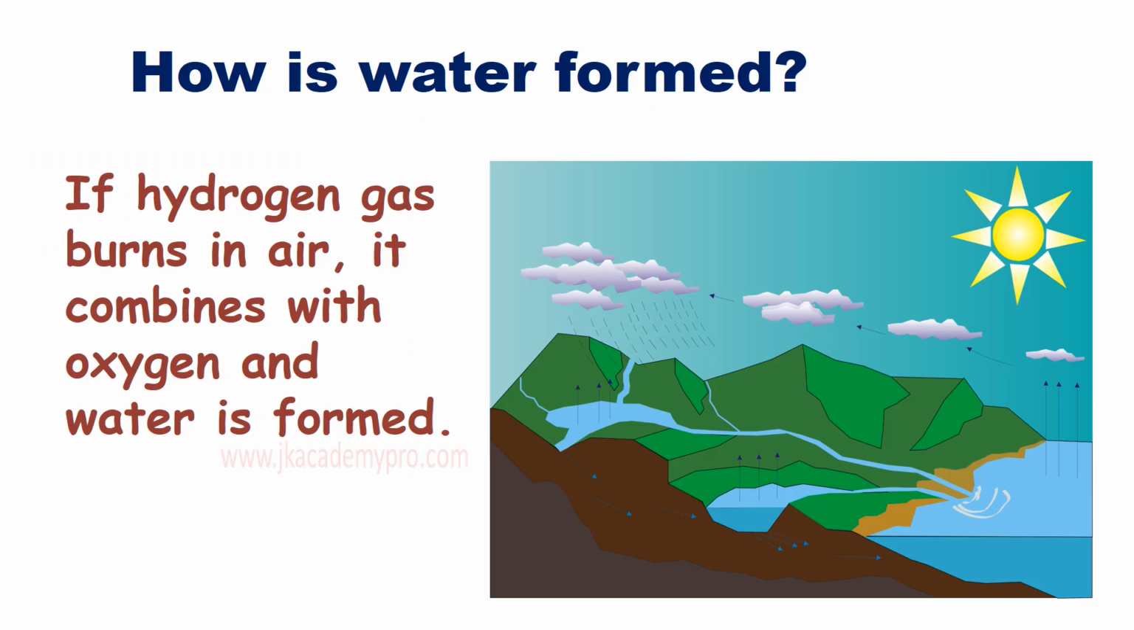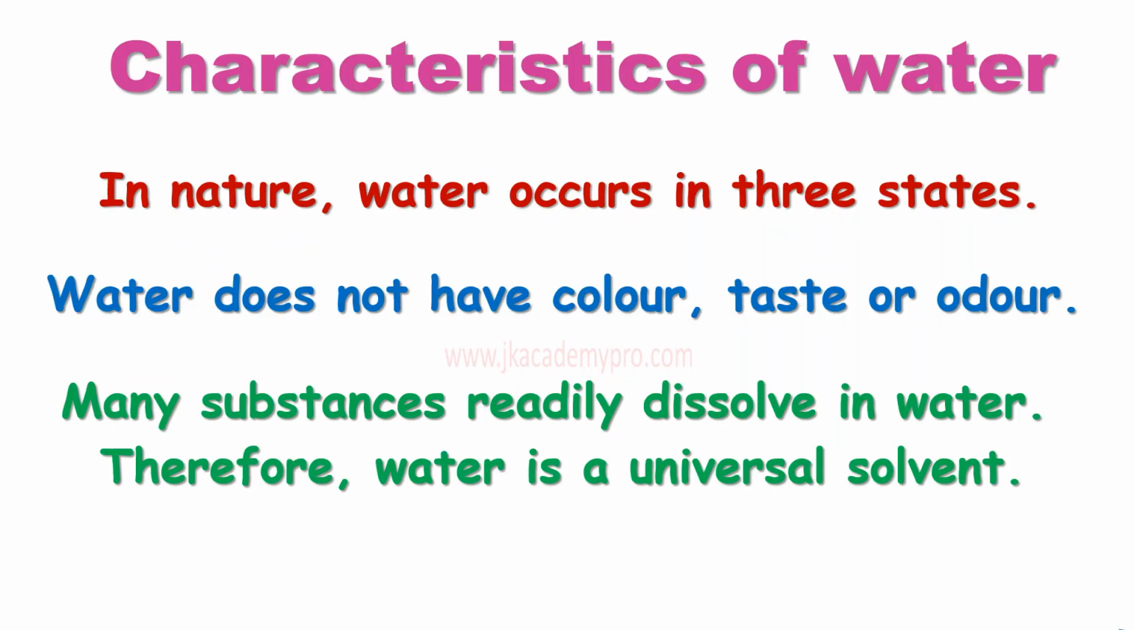How is water formed? If hydrogen gas burns in air, it combines with oxygen and water is formed. Let's learn the characteristics of water. Now, in nature, water occurs in three states, that is, solid state, liquid state, and the gaseous state. Water does not have color or taste or odor, that is, it does not have any smell. Many substances readily dissolve in water. Most of the things we can dissolve in water. Therefore, water is a universal solvent.